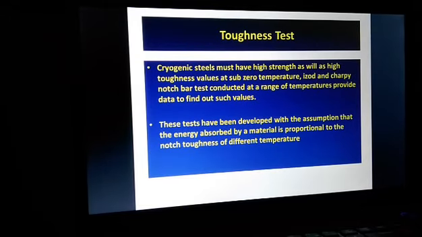Toughness test. Cryogenic steel must have high strength as well as high toughness value at sub-zero temperature. Izod and Charpy notch bar tests conducted at a range of temperatures provide data to find out such values. These tests have been developed with the assumption that the energy absorbed by the material is proportional to the notch toughness at different temperatures.